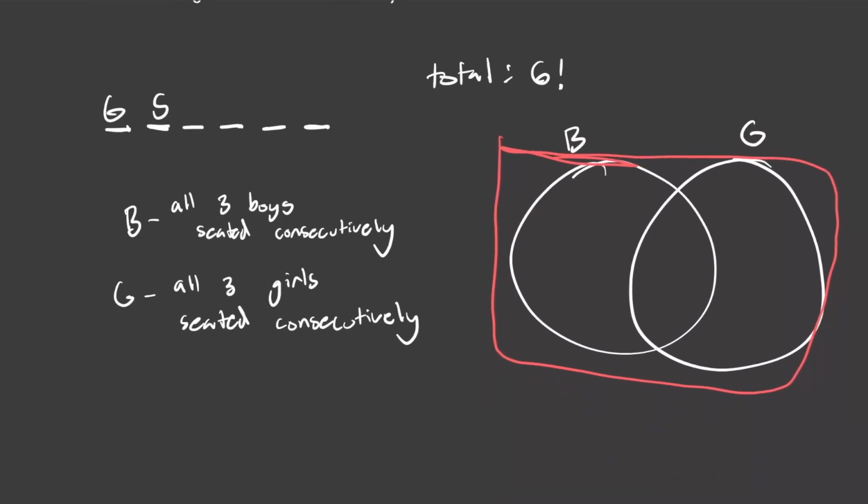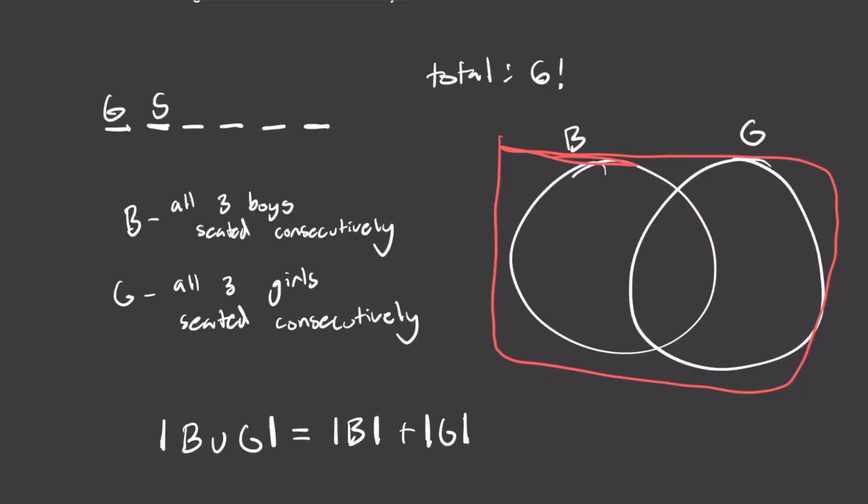So all we have to calculate is basically the magnitude of the union between the set B and G. And we know how to do this using inclusion-exclusion. It's just going to be equal to the magnitude of B plus the magnitude of G and then minus their intersection because we would have overcounted it, right? So B intersection G here.